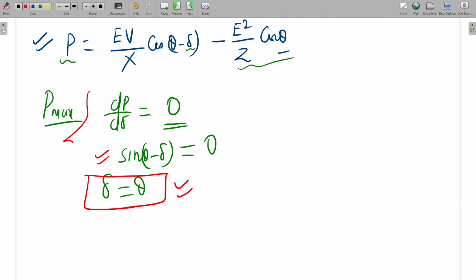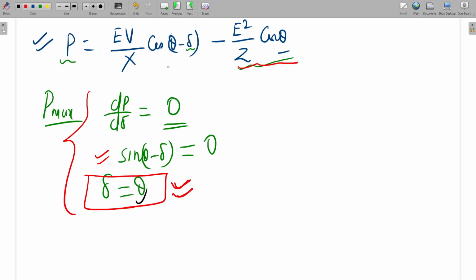Is this equation clear to all? See, this is a constant part, so its differentiation will be 0. This is also constant, it will go to the right side, it will be 0. So cos theta minus delta, it will be sine theta minus delta equal to 0, and it will be theta minus delta equal to 0, so delta will be theta. So what will be the maximum power?